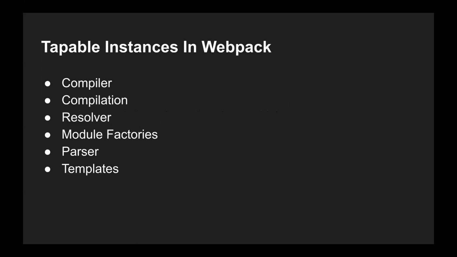So Tappable has a lot of instances, but I would actually concentrate on these instances which are very specific to Webpack. You have around these six instances: compiler, compilation, resolver, module factories, parser, templates. So you have these important Tappable instances in Webpack. We'll go deeper into them, what they actually do, one by one.